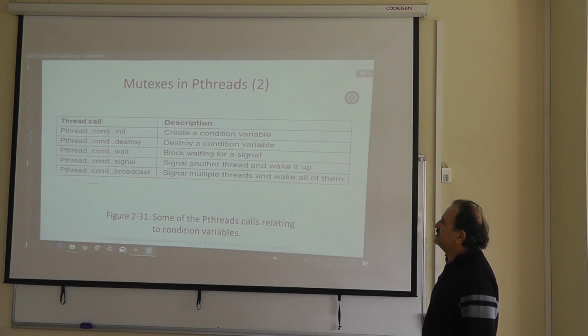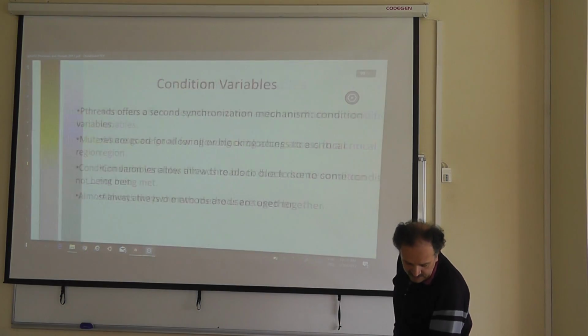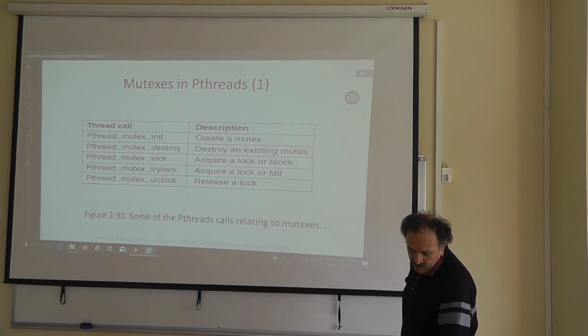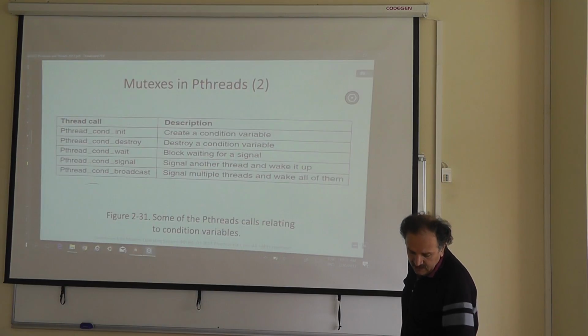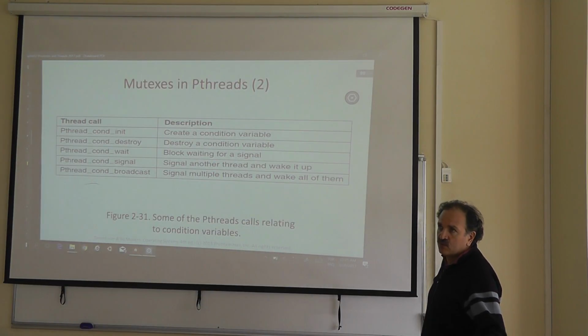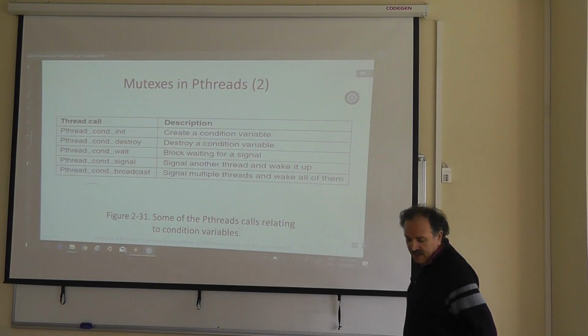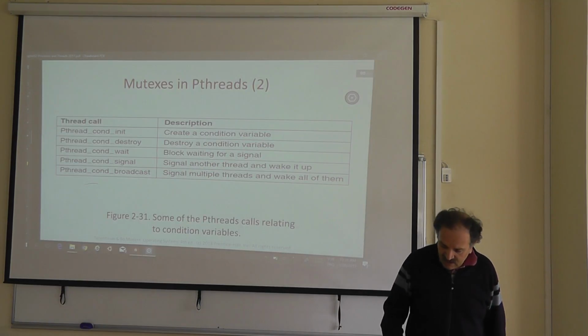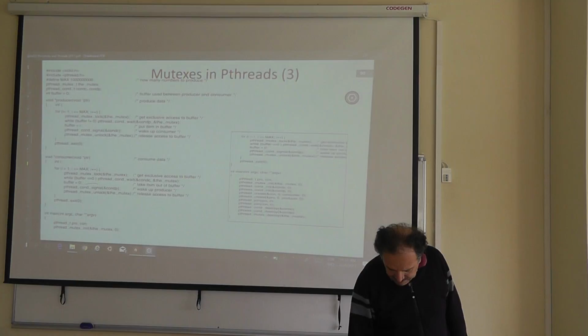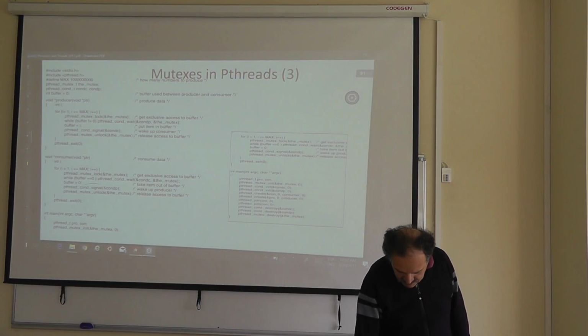So these are some new functions. For the mutexes, I have only tried to get lock and unlock. For this one, I say that I am waiting for this condition to happen. And with this one, I am saying that this condition happened, I am signaling whoever is waiting for this condition to happen. Let's see an example. This is an example directly from the book.